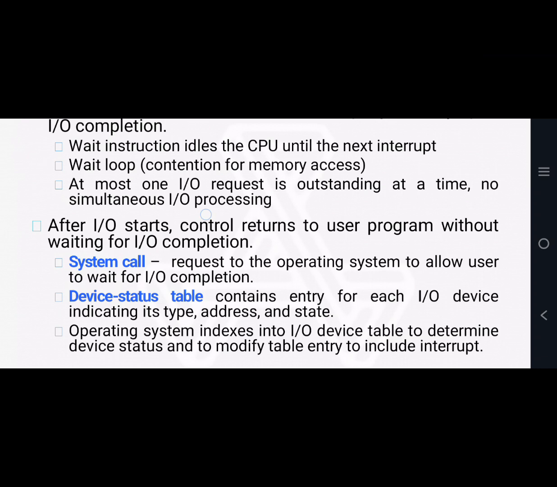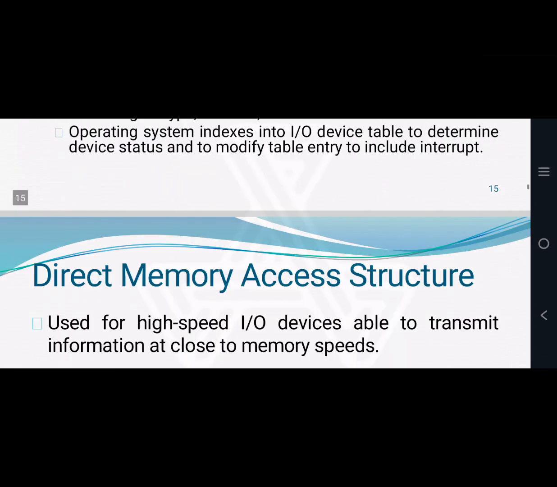The device status table contains an entry for each I/O device indicating its type, address, and state. The operating system indexes into the I/O device table to determine device status and to modify the table entry to include the interrupt.